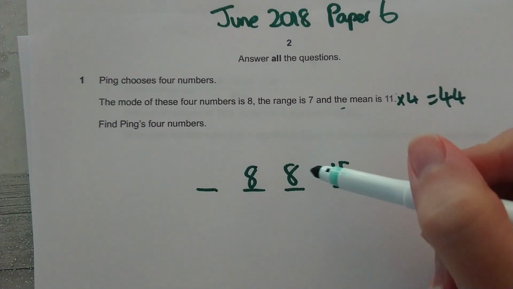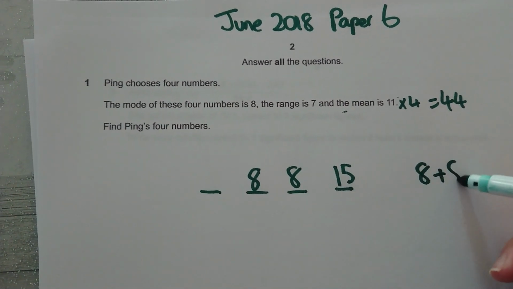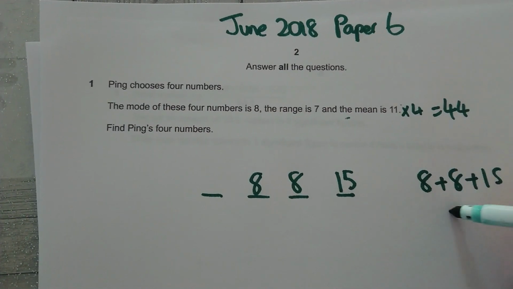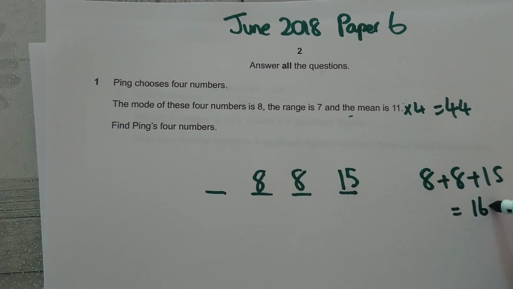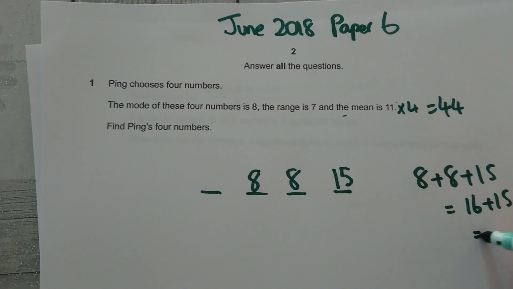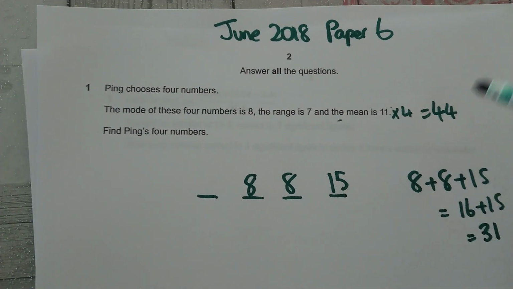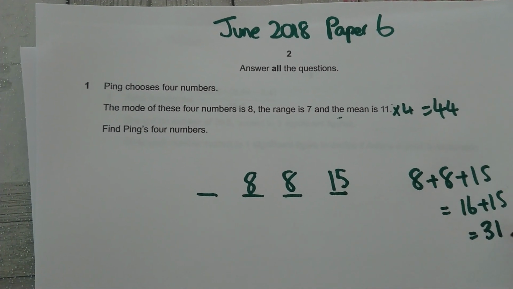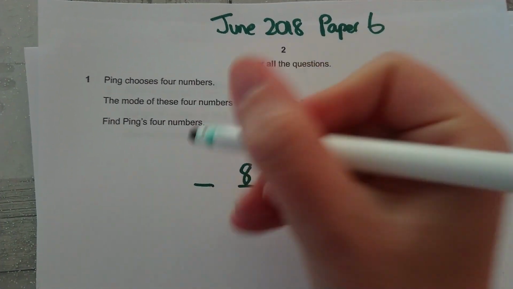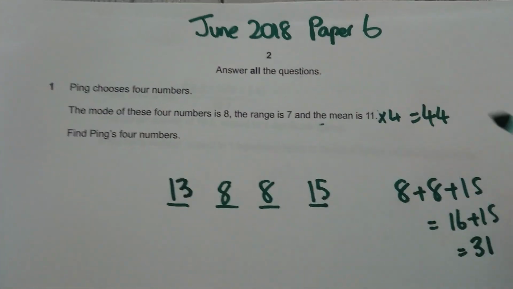If they added up to 44, they would have then divided it by 4 to get a mean of 11. So far, if we work out our total here, so we've got 8 plus 8 plus 15. So that's going to make 16 plus 15, which is 31. So if we do 44, take away 31, then I'm going to get 13. So it's just worth checking in.